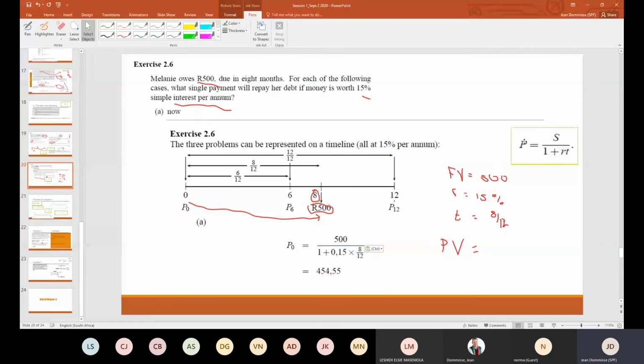So if that is my formula, I know what the future value is. That is the 500. I know what that is. It is the 15% times the time period. So I can work it out. That's why I nearly like this, where you have your formula page and you look at your question, and out of that question, you nearly already can identify which formula you're going to use.